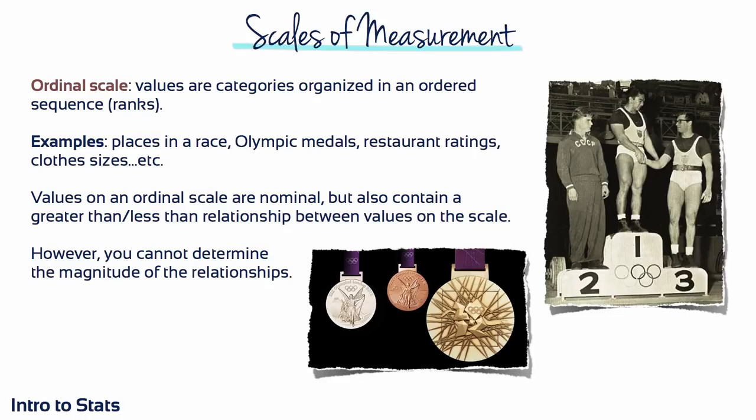With measurements from an ordinal scale, you can determine whether two individuals are different, and you can determine the direction of difference. So for example, person A is taller than person B. However, ordinal measurements do not allow you to determine the magnitude of difference between the two individuals. So you can't tell by how much taller person A is than person B.